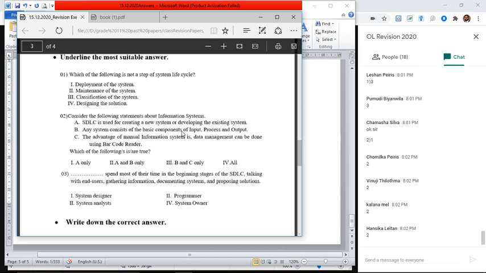Third one, what will be the answer for third one? Spend most of the time in beginning stage of the SDLC, talking with the end user, gathering information, documenting the systems and proposing the solution.